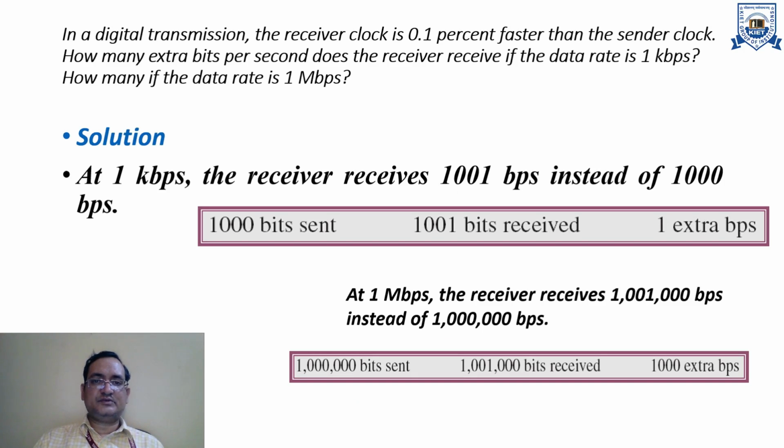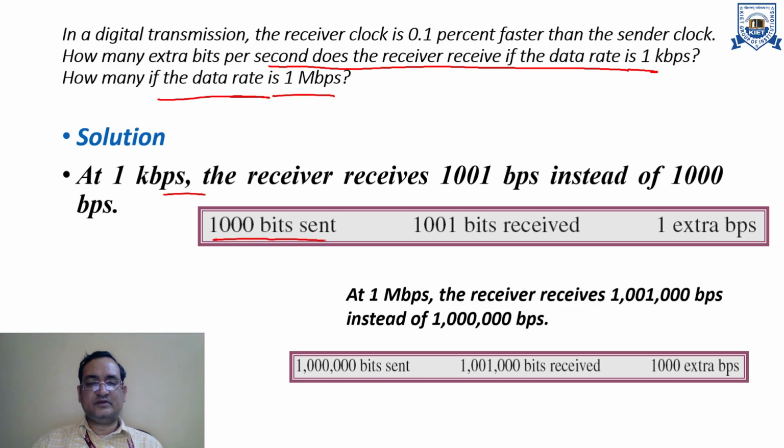Here is another example. In a digital transmission, the receiver clock is 0.1% faster than the sender clock. How many extra bits per second does the receiver receive? If the data rate is 1 kbps, 1000 bits are sent, but because of this lag, 1001 bits are received, so 1 extra bit. If you are transmitting at a data rate of 1 Mbps, then it will be around 1000 extra bits, and that is the result.